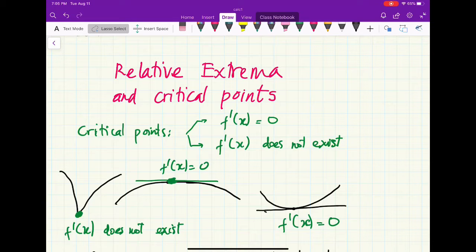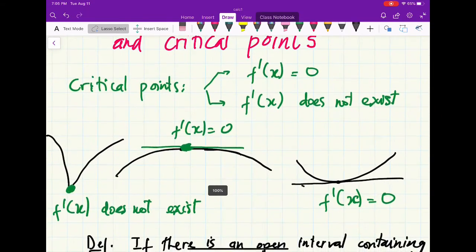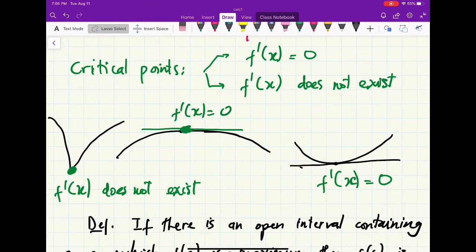Hello. In this video, we study relative extrema and critical points. Let's remind you about critical points. So, critical points are points where the first derivative equals zero or the derivative does not exist.